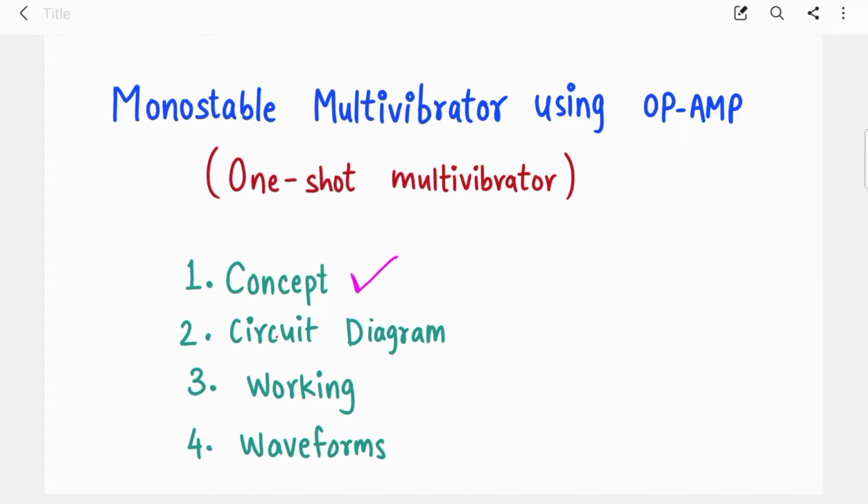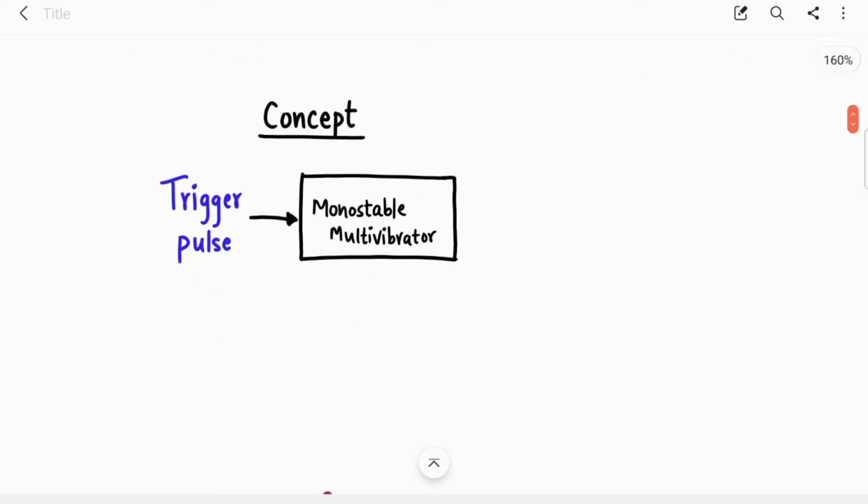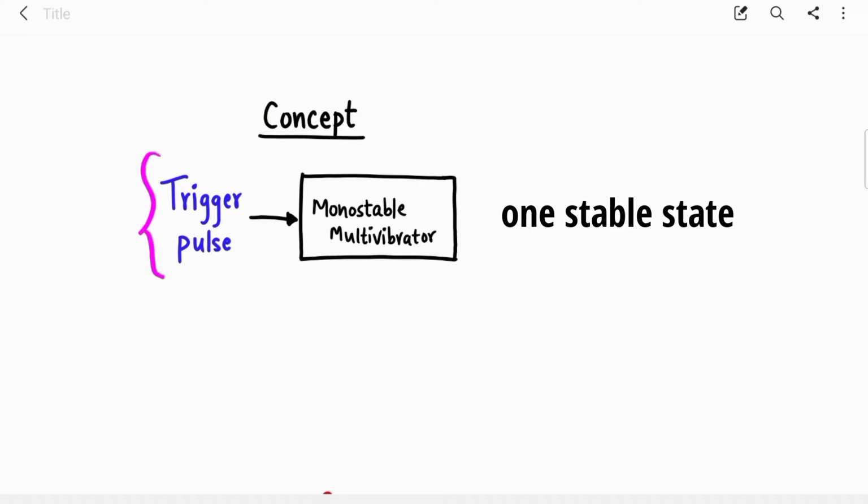First, we will see the concept, why it's called one-shot multivibrator. Then we will see circuit diagram, working and waveforms. So concept is very simple. Mono means one, so it has one stable state. So to change its stable state, you have to give trigger pulse.